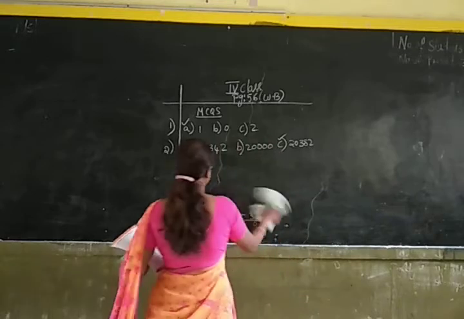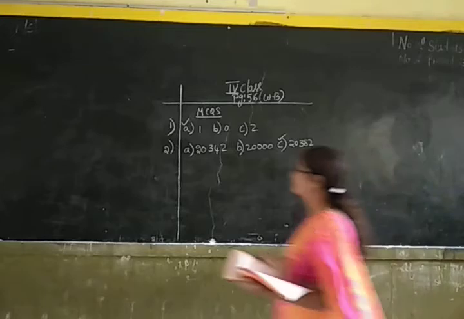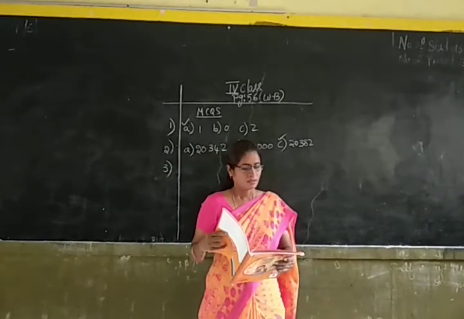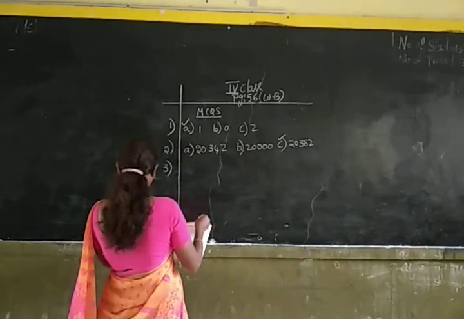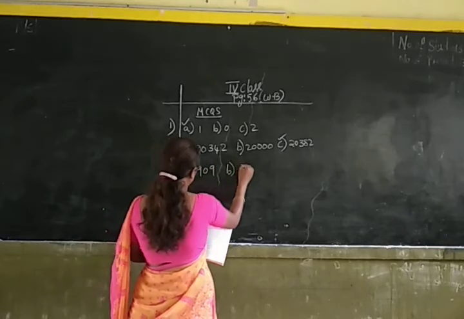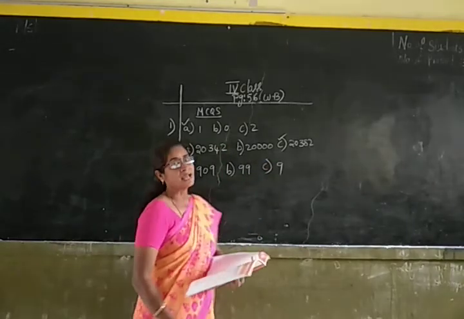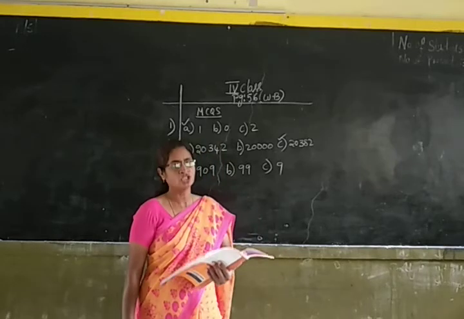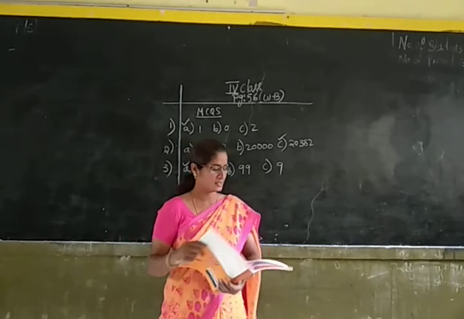Okay children. Now let us do the third sum. 9,999 divided by 11. Here the options are A 909, B 99, C 9. So the answer is 909. When you divide 9,999 by 11, you will get the answer 909. So all of you pick the option A.